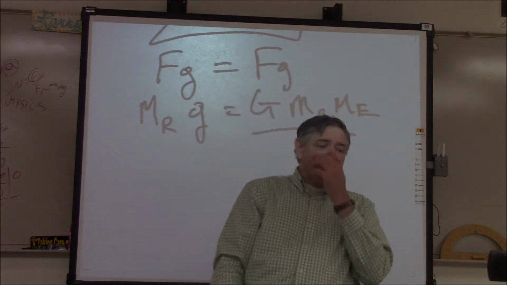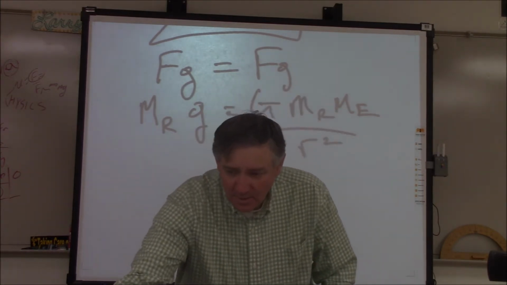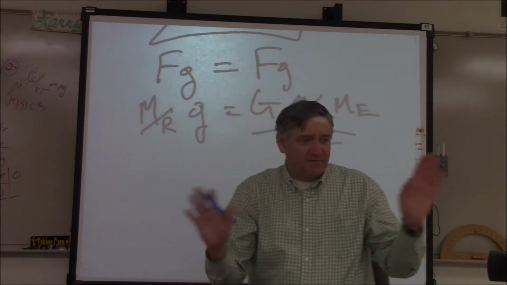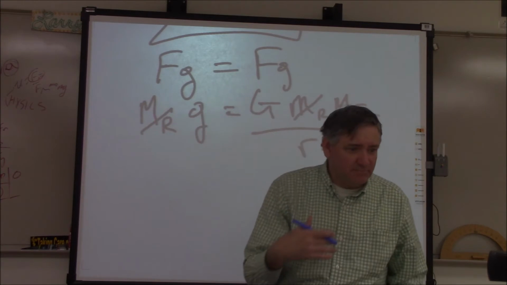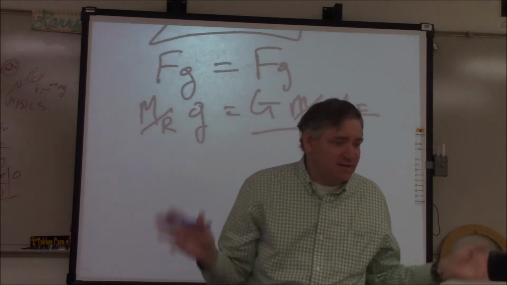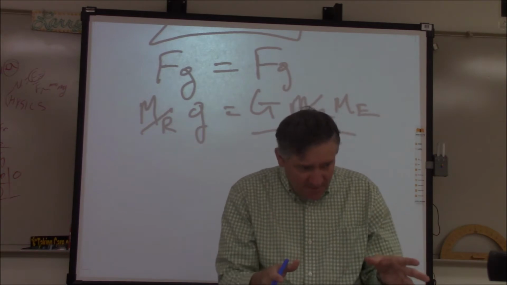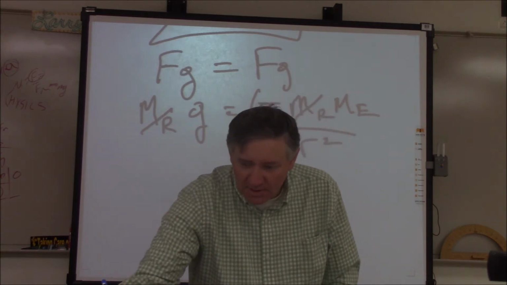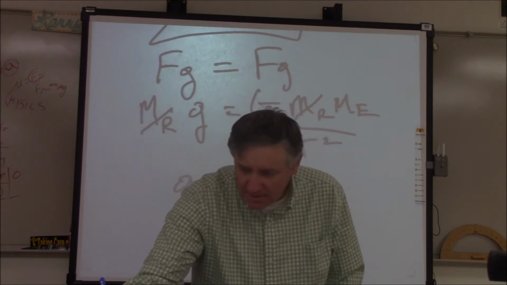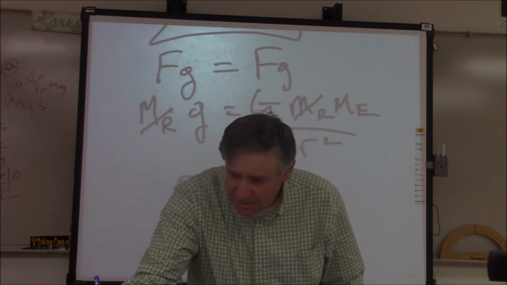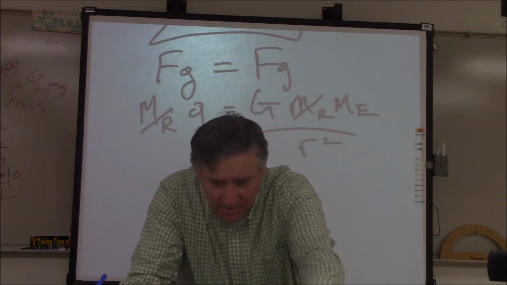Now, here's what's going to happen to Riley. Riley's going to drop out of the equation, and that's going to happen to anyone. Me, you, doesn't make any difference. The mass of the object is going to drop out of the equation. So what you're left with, and this is the first of the big equations, you have little g equals big G, mass of the Earth over r squared.